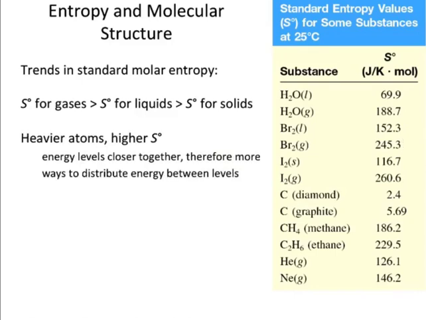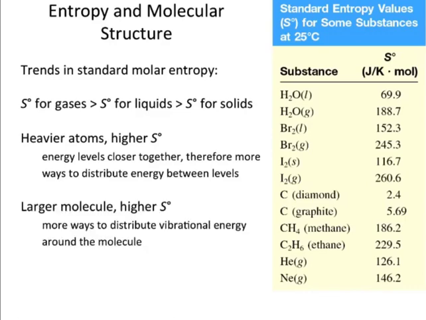Now, if something's heavier, you have a higher standard molar entropy, because the energy levels in a bigger thing tend to be closer together, and therefore with a given amount of thermal energy you can distribute that energy between more levels, which is more disorder in a way. So if you compare, for example, bromine gas and iodine gas, iodine is the heavier element or molecule, and thus it has a higher absolute entropy.